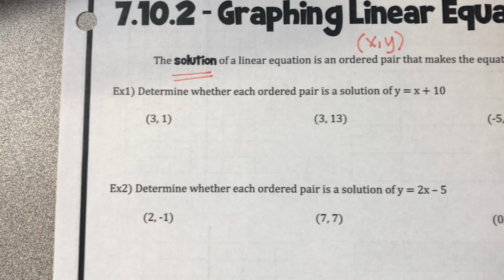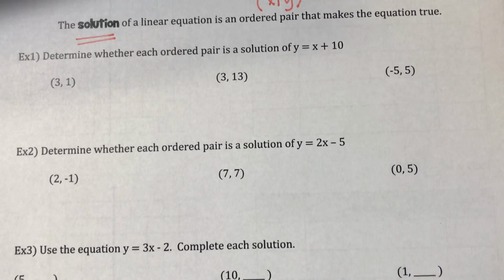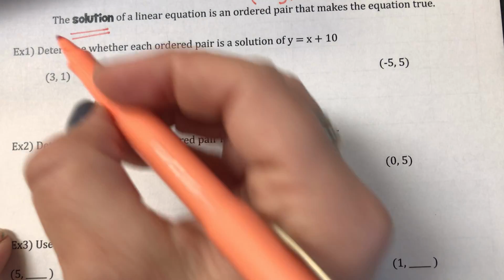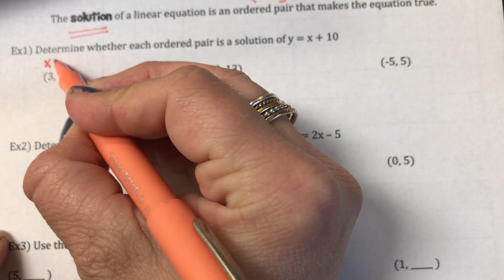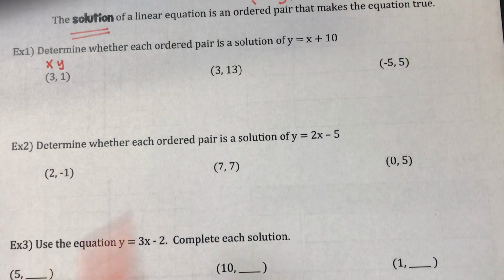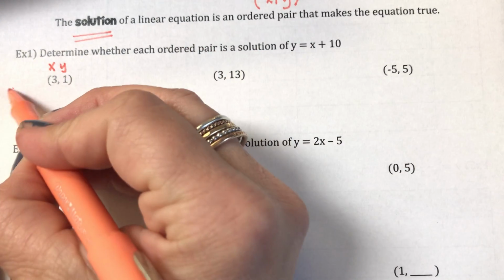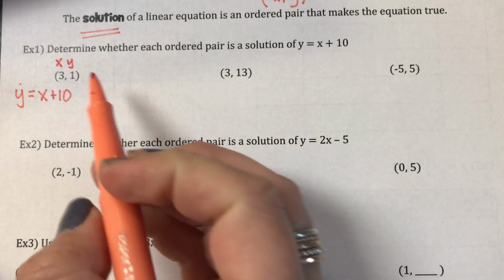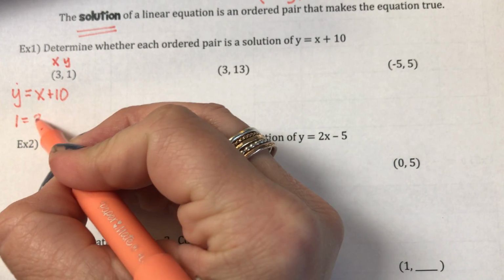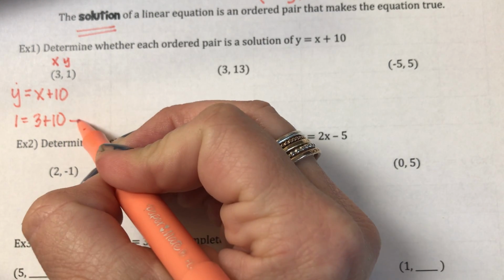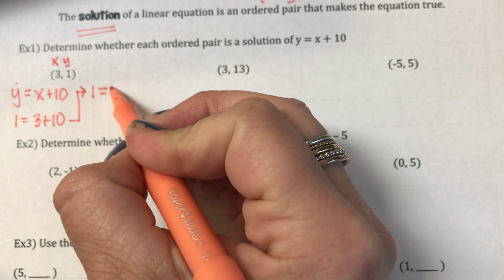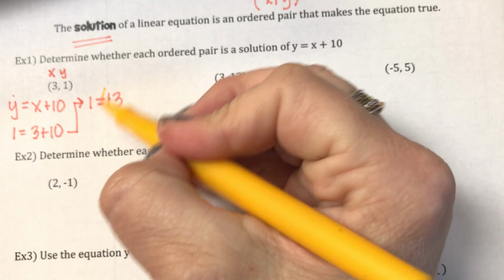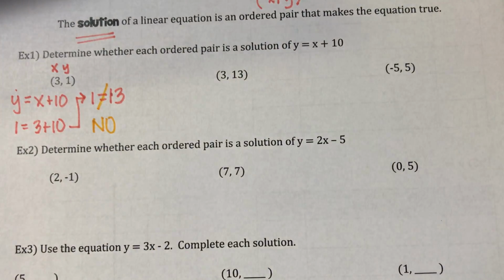So if you look down here at example number 1, it says determine whether each ordered pair is a solution of y equals x plus 10. So in this first ordered pair, x is 3 and y is 1. So we're going to plug it in to see, does the y equal x plus 10? In this case, the y is 1 and x is 3, plus 10. So does 1 equal 13? No, that did not make a true statement. So our answer is no.